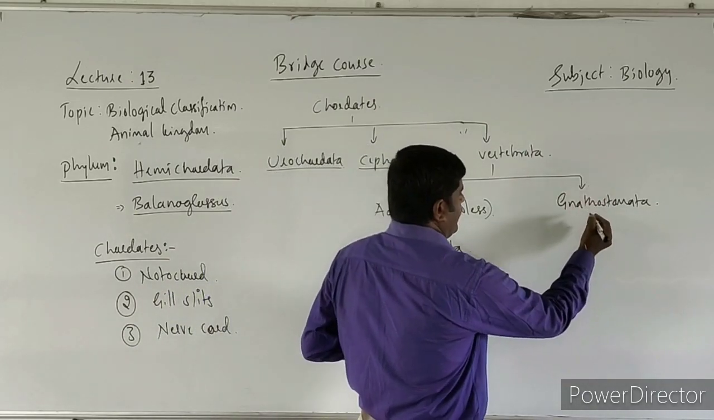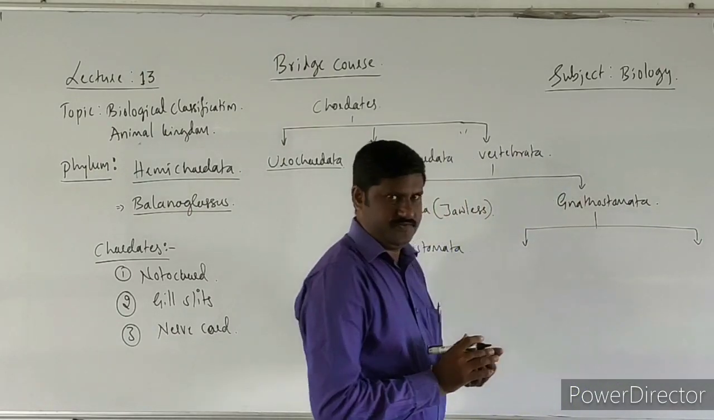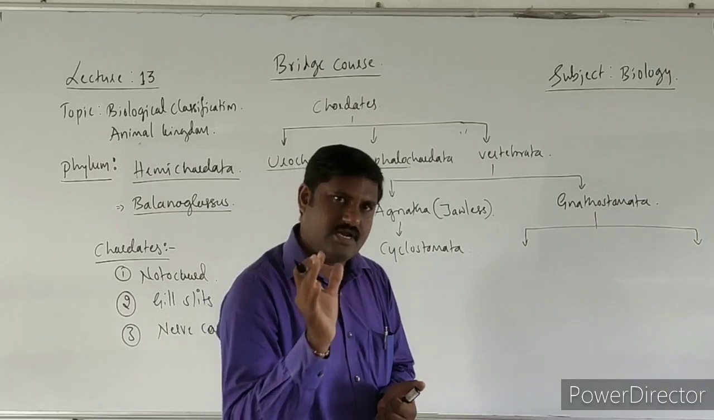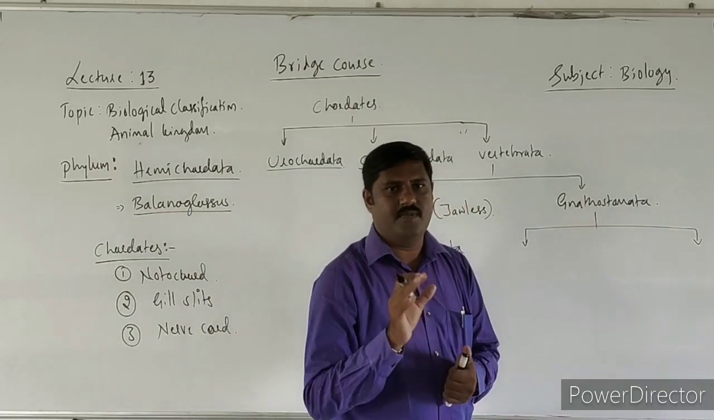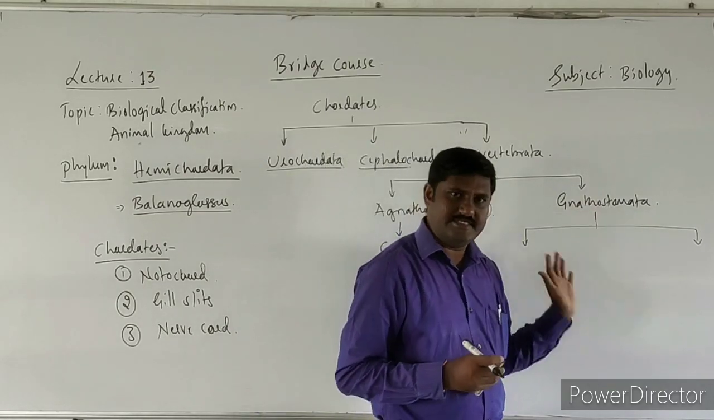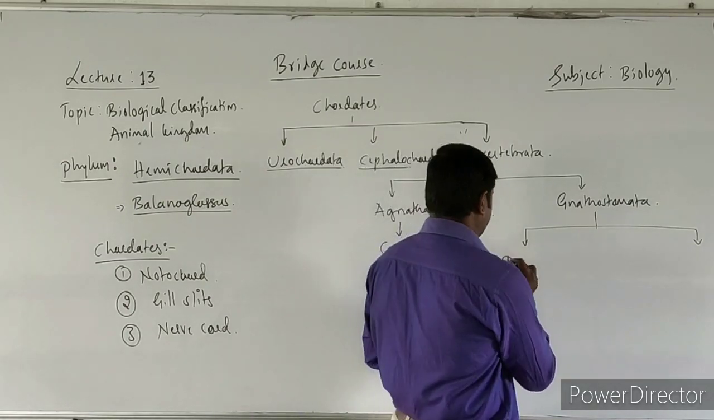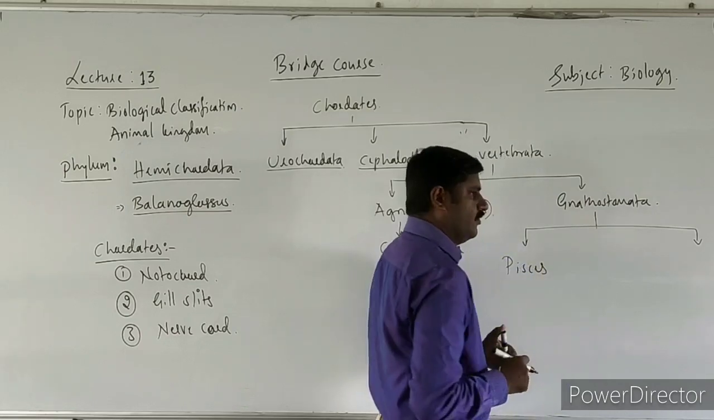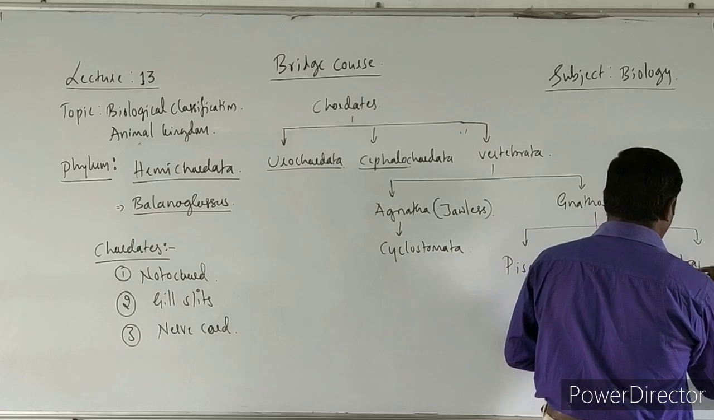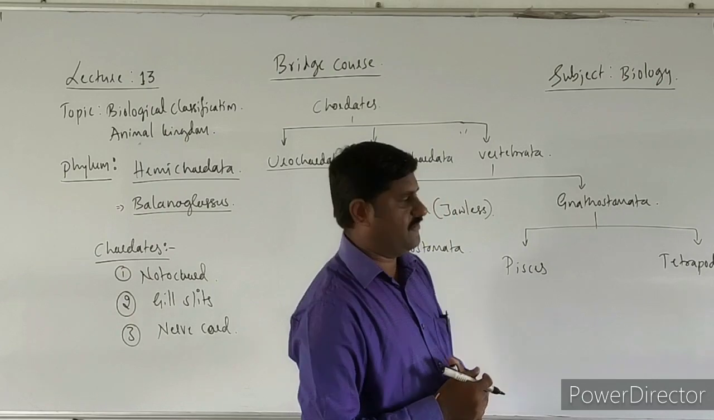Cyclostomata. And Gnathostomata once again classified into different groups, right? Gnathostomata means what? Stoma means mouth. Gnatho stands for jaws. Mouth has well developed jaws, and those jawed animals once again classified into different groups. One is Pisces, and second one is Tetrapoda. This way they have been classified into different groups.